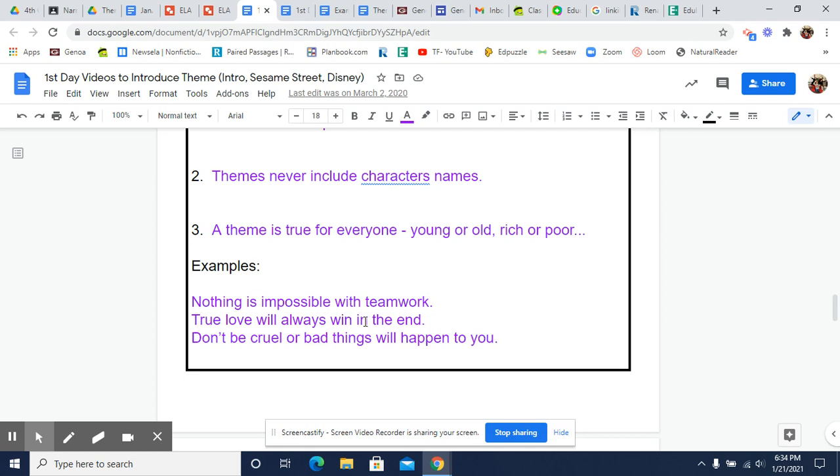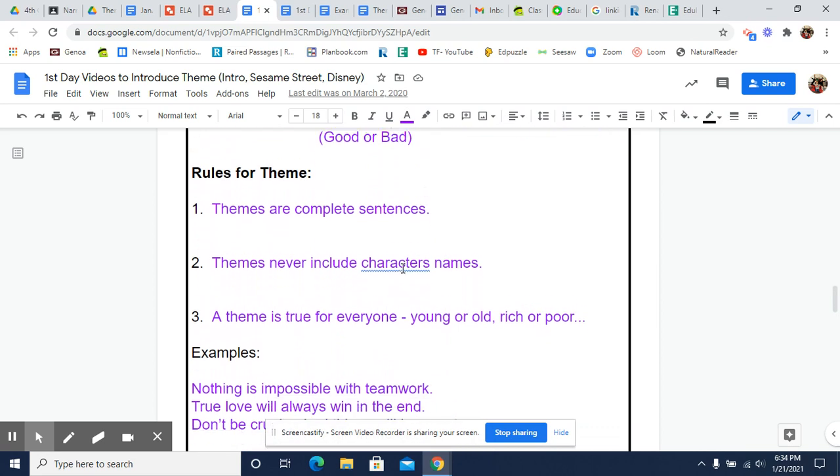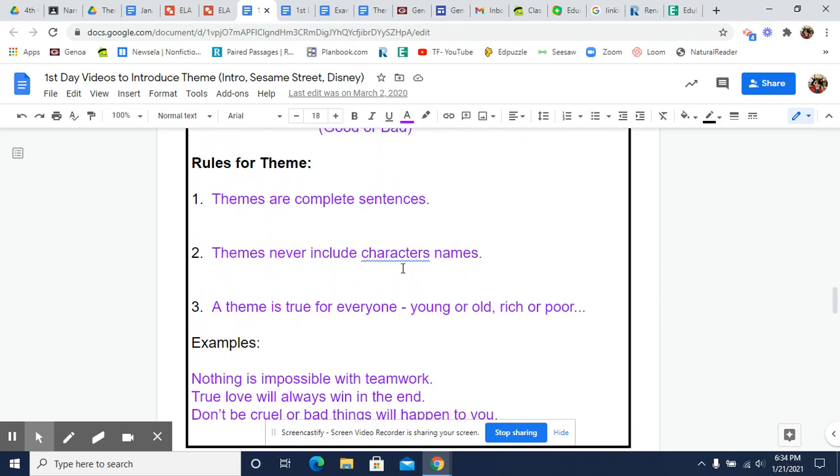Then another one is true love will always win in the end. And even if you don't believe that, that's still the theme that the Cinderella movie was saying. Okay. And then don't be cruel or bad things will happen to you. So this one, the consequence was a bad consequence, right? And we learned what not to do. So the stepsisters were cruel, and then bad things happened to them in the end. They didn't get what they wanted. Okay. So once you fill this out, then just glue that into your notebook.